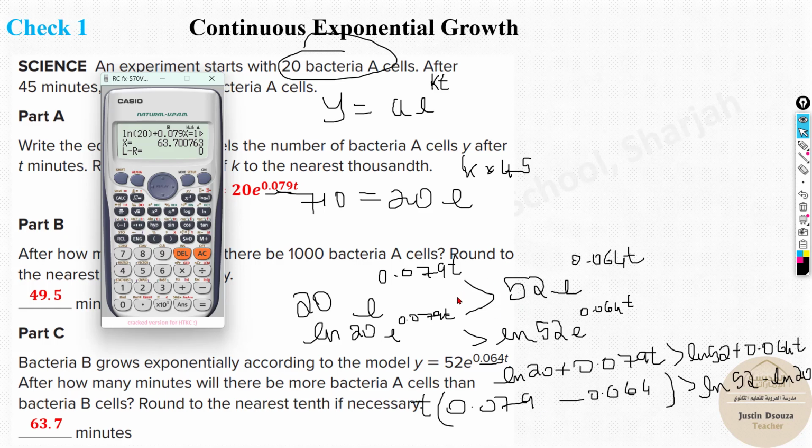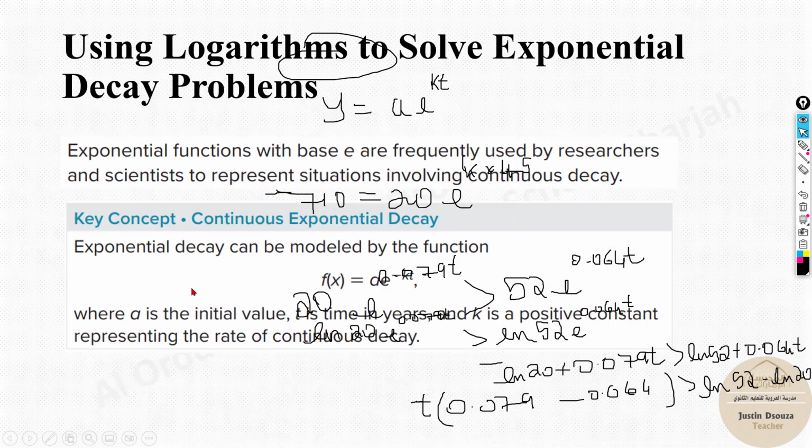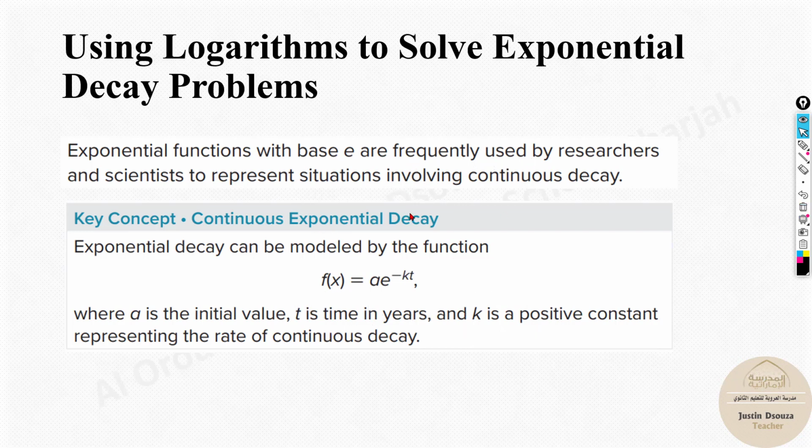So whenever there are inequalities with variables on both the sides, try to solve it manually, or at least a few steps, and then you'll get the answer. So that's how you solve these problems. Now we will look into the decay problem. It is just like what we have done a while ago, but the only difference is over here you will have a minus. The minus indicates decay, that is reduction.